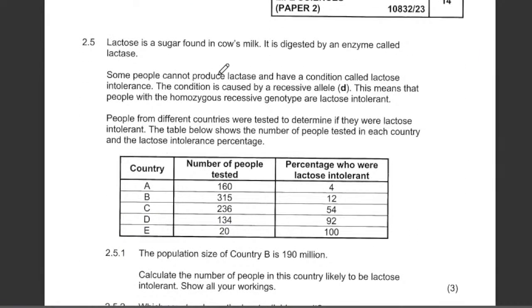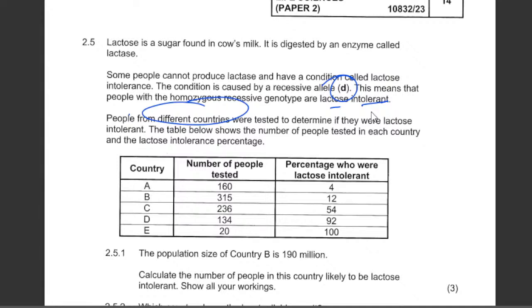Let's go to question 2.5. Anyway, lactose is the sugar in milk. Lactose is found in milk. It's digested by the enzyme called lactase. Some people cannot produce lactase, and therefore they become lactose intolerant. The condition is caused by a recessive allele. This means that people with the homozygous recessive genotype become lactose intolerant.